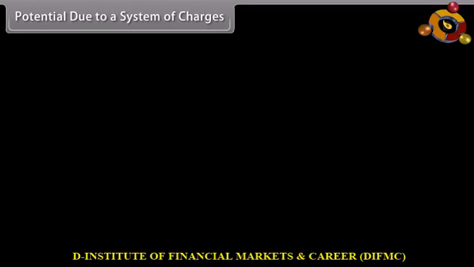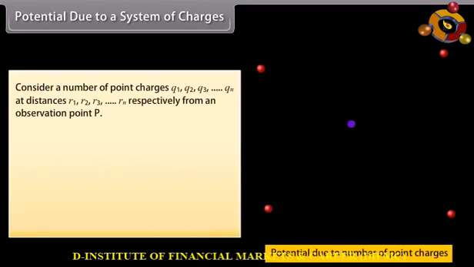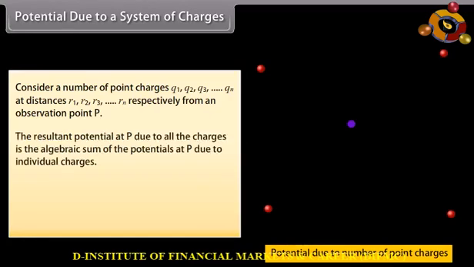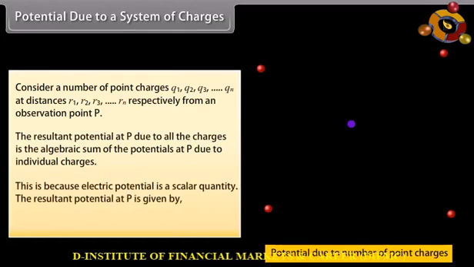Potential due to a system of charges. Consider the point charges q1, q2, q3, and so on till qn at distances r1, r2, r3, and so on till rn respectively from a point of observation P. The resultant potential at P due to all the charges is the algebraic sum of the potentials at P due to individual charges. This is because electric potential is a scalar quantity. The resultant potential at P is given by V as V1 plus V2 plus V3 and so on till Vn.